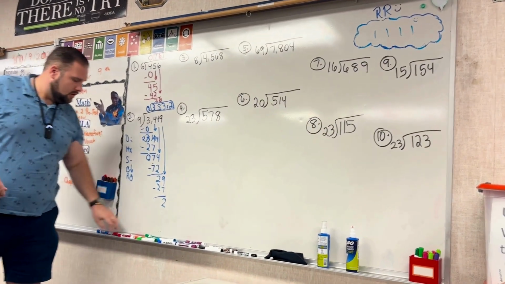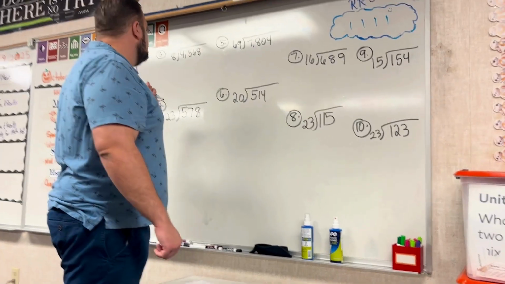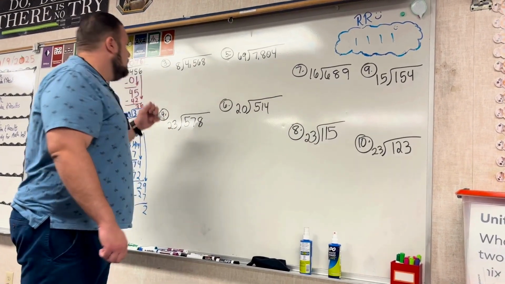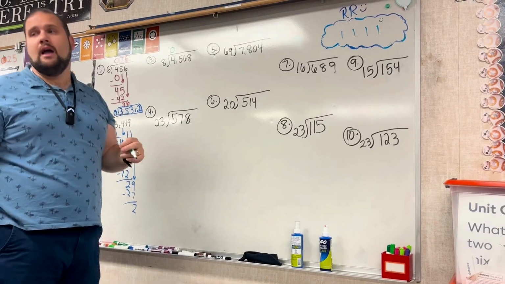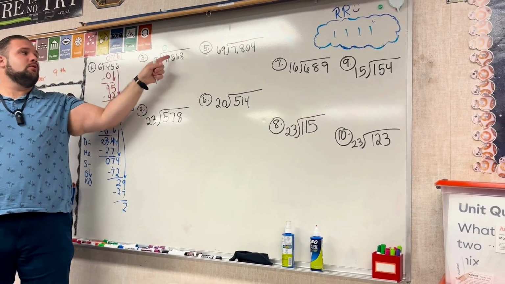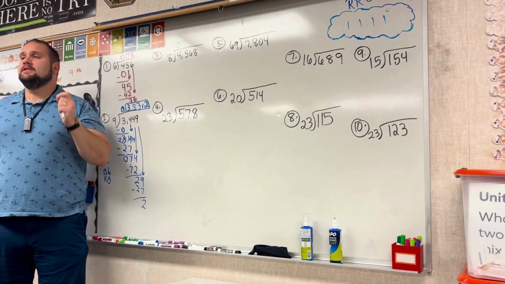Okay? Number 3. 4,568 divided by 8. 8 doesn't go into 4 because it's too small, so we put 0. It goes in there 0 times. That's our placeholder. It's always important that every number has a number on top of it, even if it's a 0.